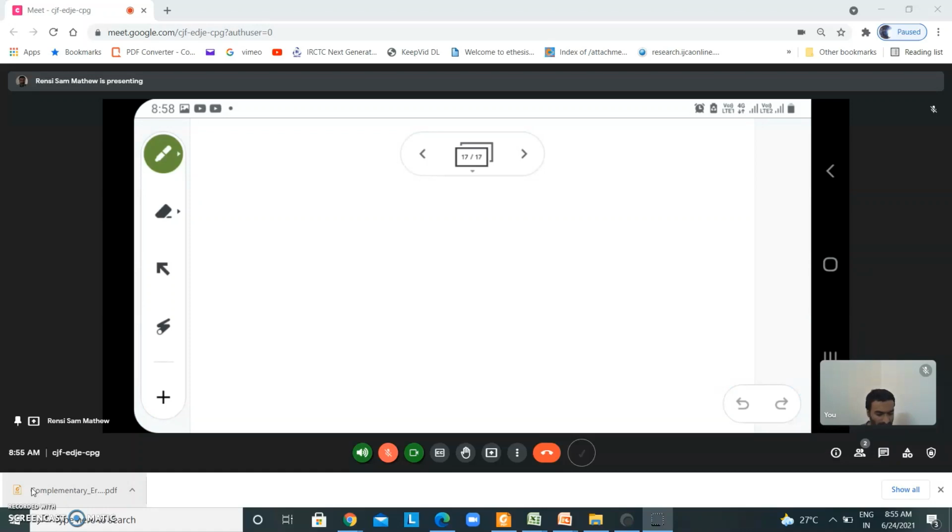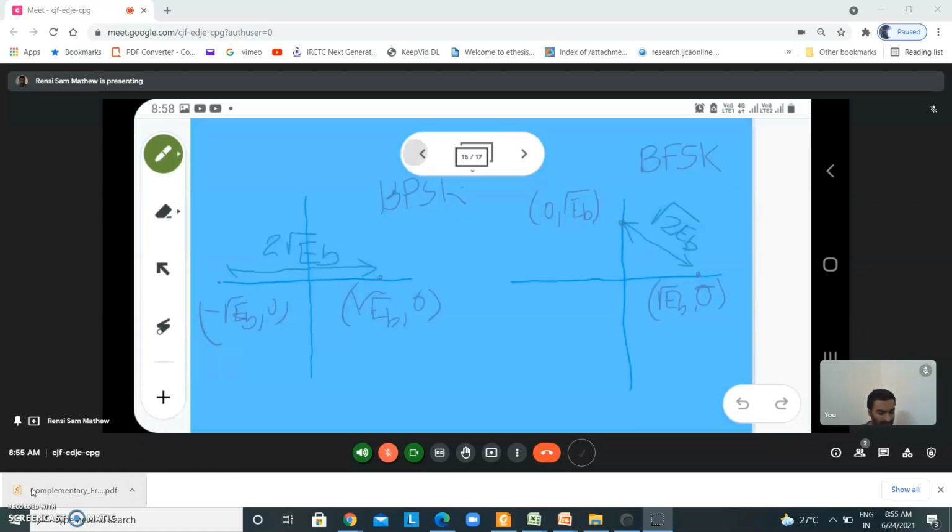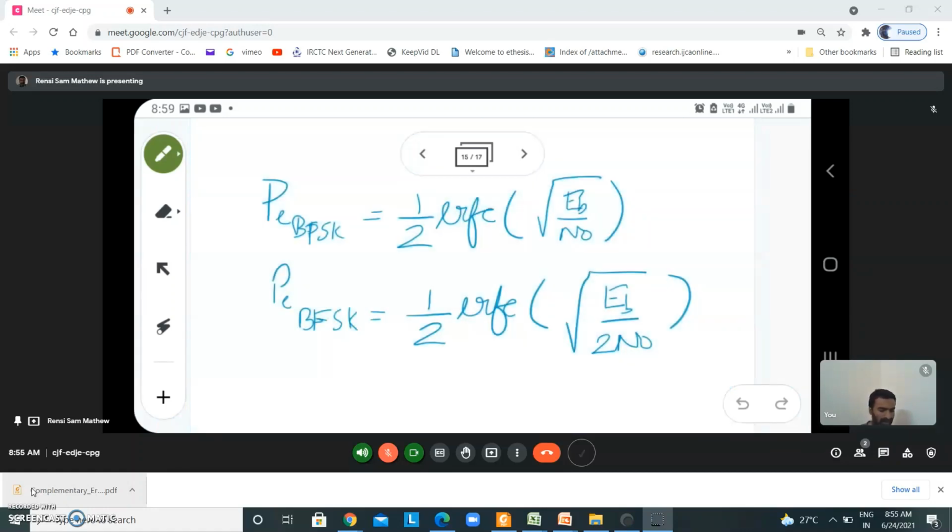See the probability of error of BPSK and BFSK. BPSK is 1 by 2 times erfc of square root of Eb by N0, and the probability of error of BFSK is 1 by 2 times erfc of square root of Eb by 2 N0. So if the probability of error has to be the same, then the energy per bit in BFSK should be double that of BPSK.